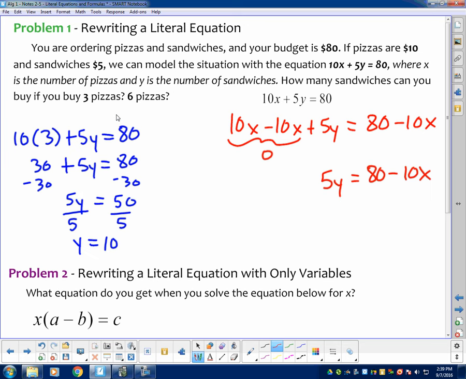Sometimes we call it moving it over. When we move it over, it ends up being a negative 10x. You should understand the reason why: we're trying to cancel out the 10x on the left, to make it cancel to equal 0.